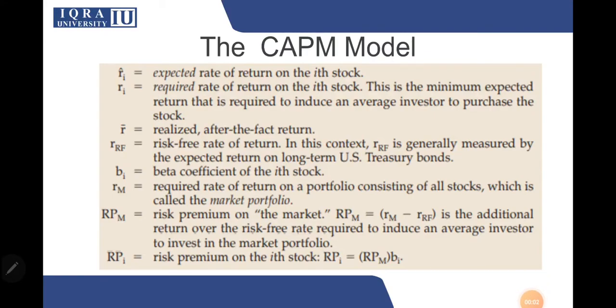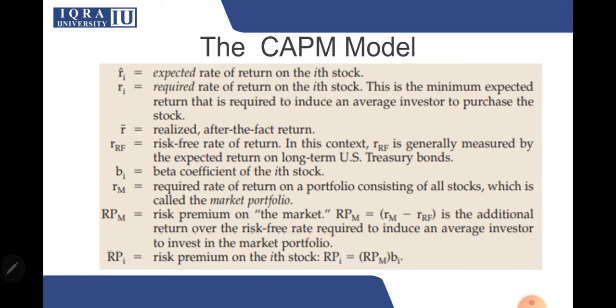So now we will be discussing the CAPM model, which is your capital asset pricing model. In the preceding section, we saw that under the CAPM theory, beta is the appropriate measure of a stock's relevant risk. Now we must specify the relationship between risk and return. For a given level of risk as measured by beta, what rate of return should investors require to compensate them for bearing that risk?